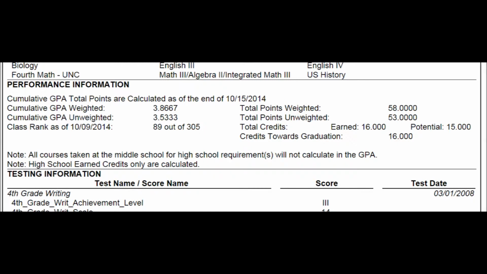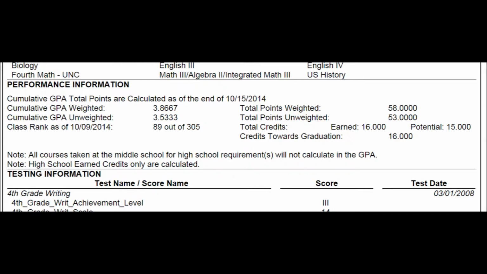If you will now turn to page 2 for performance information. For most of you, this section will be at the top of page 2, and we're going to focus on the different weighted and unweighted points in this area, including weighted and unweighted GPA. So if you'll locate that information, your weighted GPA will always be higher than your unweighted GPA if you have taken any honors or AP level courses.